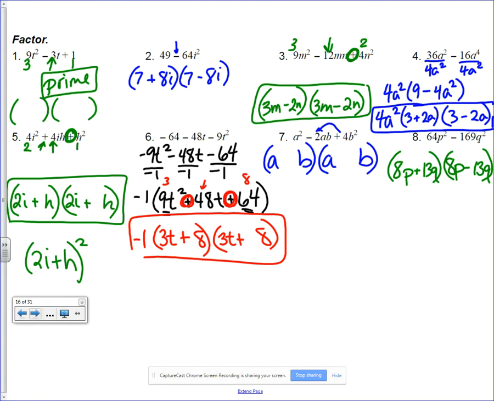What do you think, Autumn? Nothing works, right? The only factors of 4 that I know are 4 times 1 and 2 times 2. Do any of those add to 2? So what am I going to write here? Prime. Okay. And I believe I've only got one more row left. Yeah? Okay.